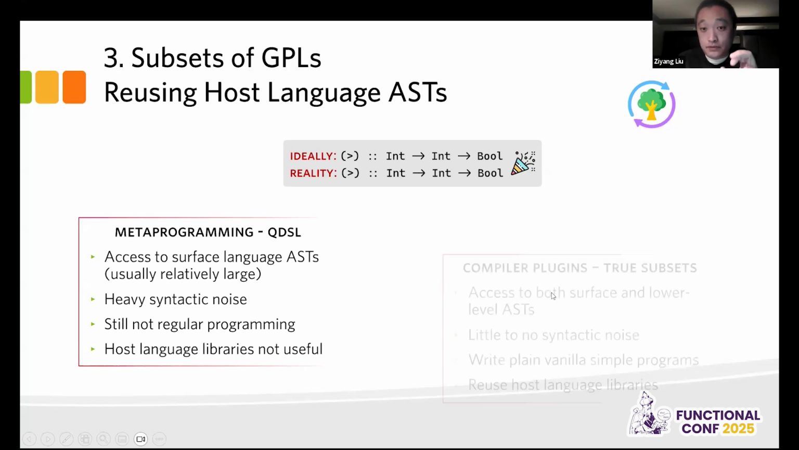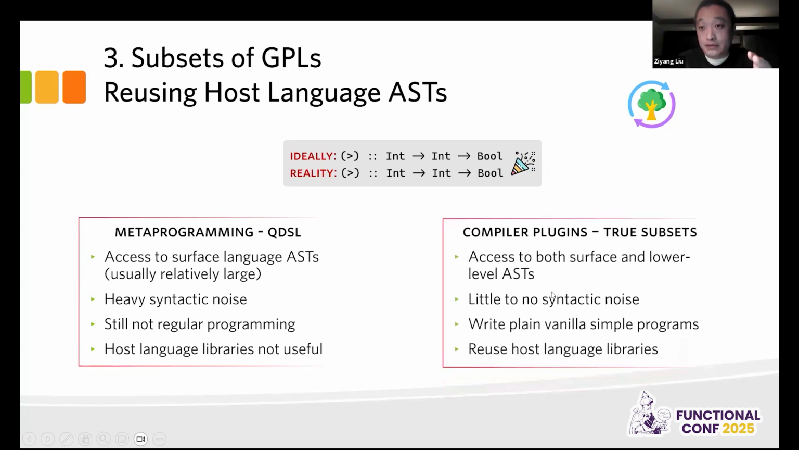The second approach for reusing your host language AST is compiler plugins. This is an approach that I think often works much better. For example, it allows you to access both the surface AST and the lower level core AST, which is often a much smaller data type. So basically this solves all the problems of metaprogramming, can work much better, and gives you true subsets of your host language. I also have some examples of this in a bit.